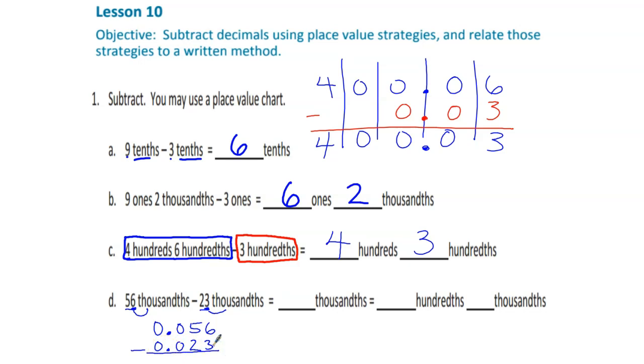When we do that subtraction, we know we have 6 thousandths minus 3 thousandths leaves us with 3 thousandths. 5 hundredths minus 2 hundredths leaves us with 3 hundredths. 0 tenths and 0 ones. So how many thousandths do we have? We have 33 thousandths, which can also be called 3 hundredths, 3 in the hundredths place, and 3 in the thousandths place. All right?